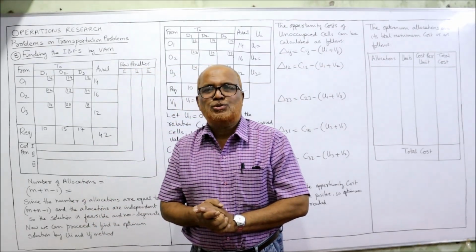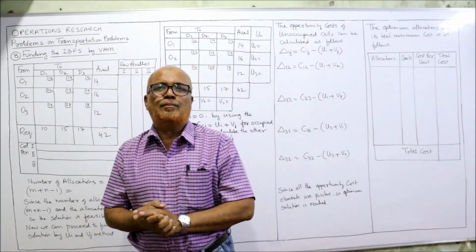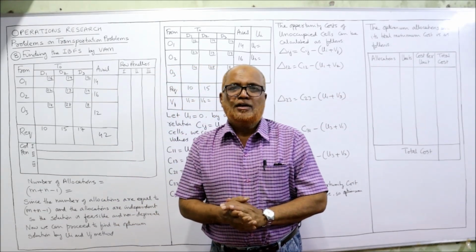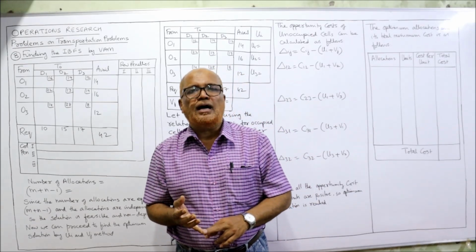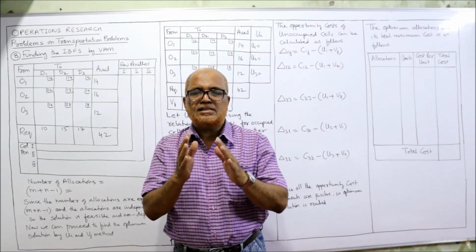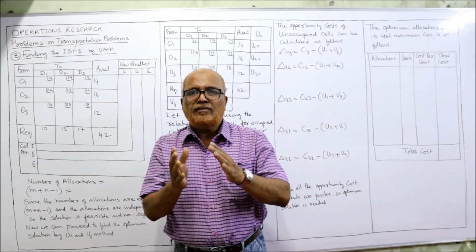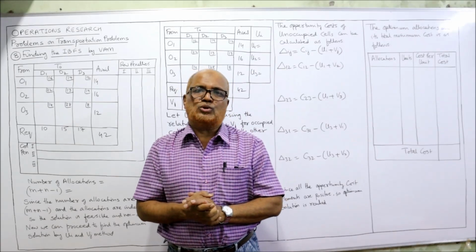I'm Hasham. So far I have completed 7 problems on transportation. There are 2 stages. In the first stage, we have to find the IBFS, the initial basic feasible solution. Then we have to find the optimum solution.